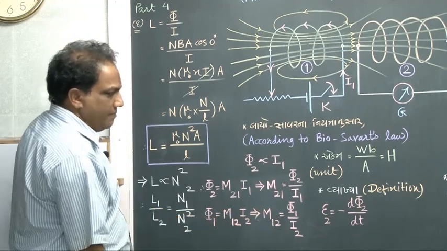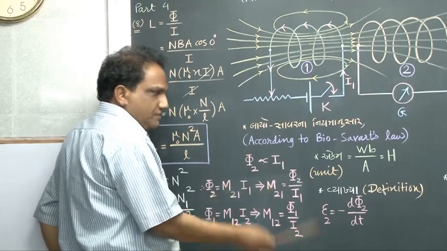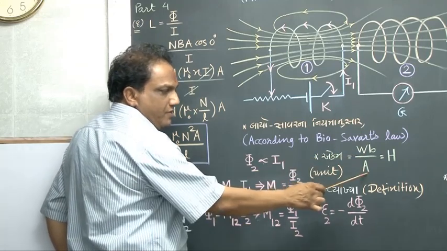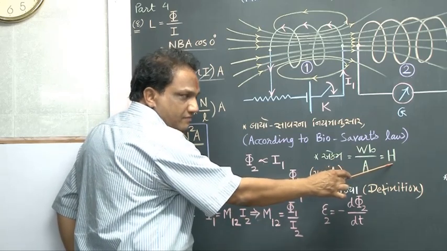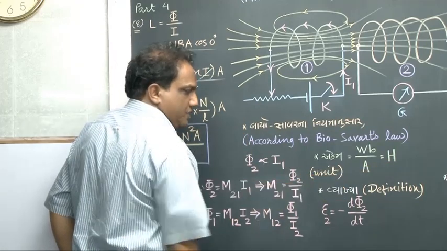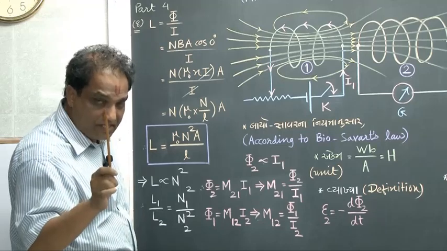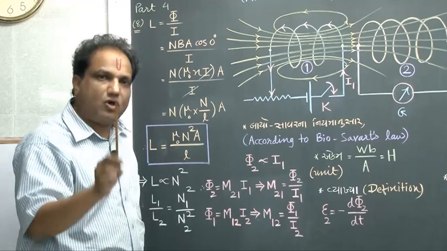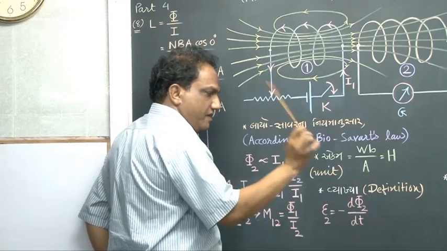Fine. And now tell me, what about the unit of this? Unit of mutual inductance. Unit of magnetic flux is Weber, unit of current is ampere. This Weber upon ampere is known as Henry, and the Henry symbol is capital H. Last time also we had studied the unit of self-inductance. It was also Henry. So remember, whether it is self-inductance or mutual inductance, the unit remains same. SI unit is Henry.